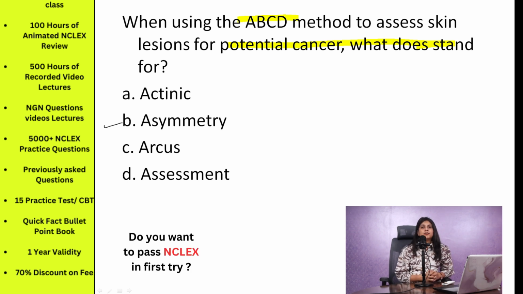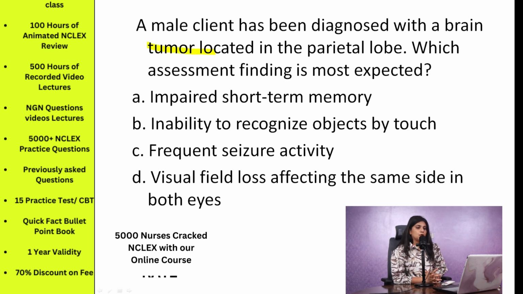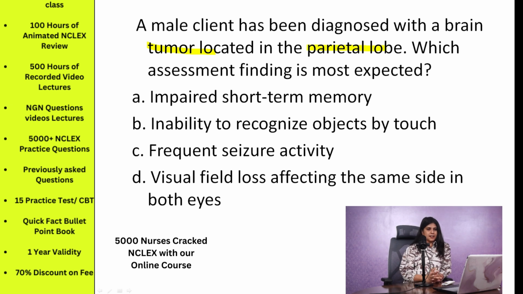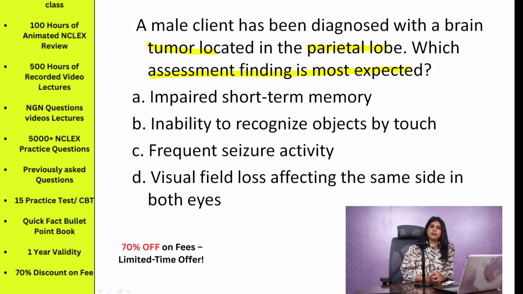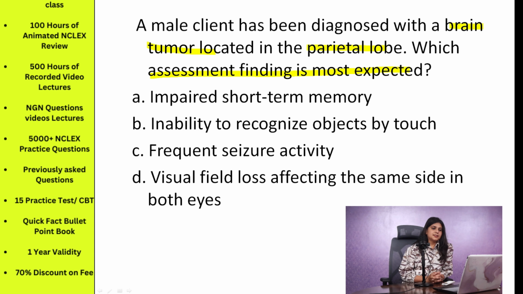Now let's see how you'd handle this next challenge. A male client has been diagnosed with a brain tumor located in the parietal lobe. Which assessment finding is most expected? A. Impaired short-term memory. B. Inability to recognize objects by touch. C. Frequent seizure activity. D. Visual field loss affecting the same side in both eyes.